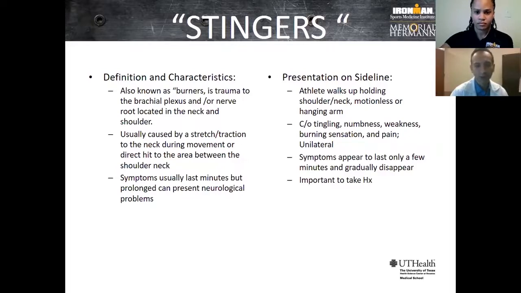Usually the athlete walks up holding the shoulder and neck motionless, hanging the arm down. They complain of numbness, tingling, weakness. Usually it's unilateral, and it usually lasts for a few seconds or minutes and then disappears. And it's important to get that history, understanding the temporal relationship between the injury and how long it's taken to get better and what kind of symptoms they are having.